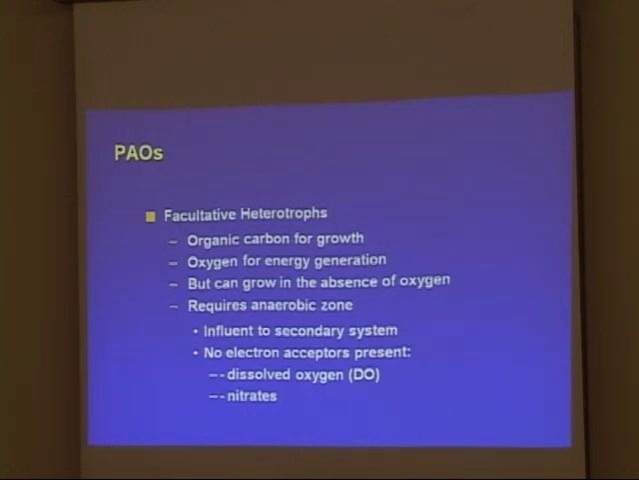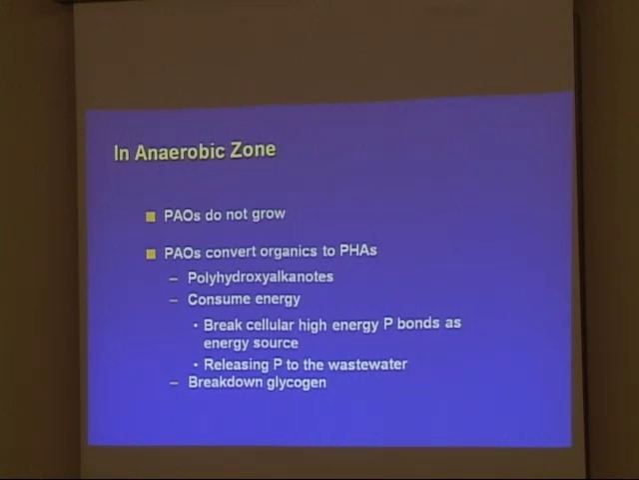So you're going to have no electron acceptors present, no dissolved oxygen and no nitrates in that anaerobic zone. In that anaerobic zone, A, B, and C, at the beginning of the aeration tank, the POWs are not going to grow. But what they're going to do is convert organics to polyhydroxyalkanoates, PHAs, and they're going to consume energy. When they consume energy, they're breaking down their little energy batteries and releasing phosphorus. They're basically breaking high energy phosphorus bonds as their energy source, and they release phosphorus in the wastewater. They also will break down glycogen. That's part of their cellular material.